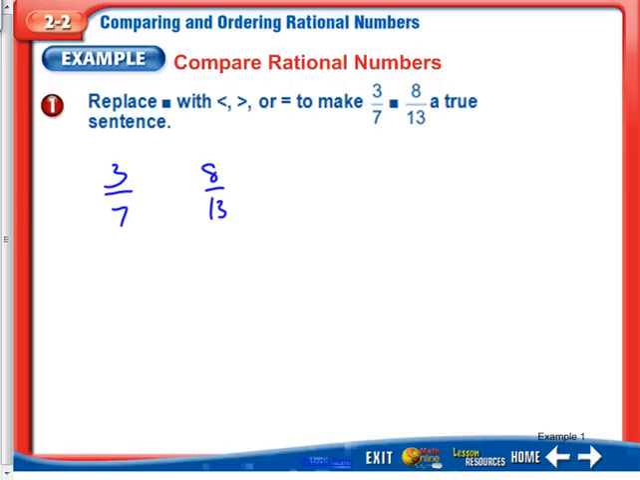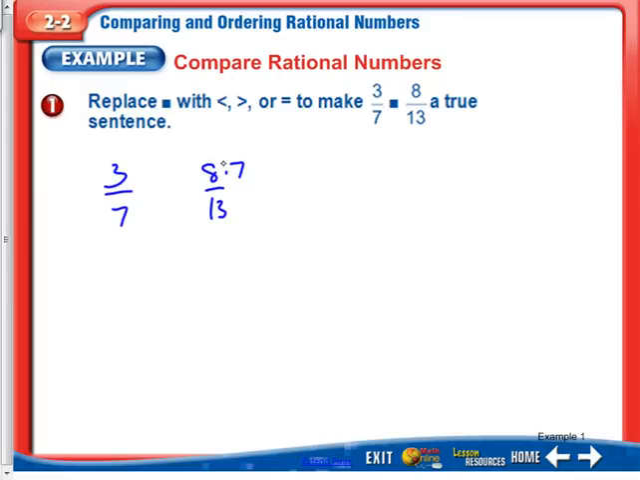Well, in order to be able to compare these two, you would have to have a common denominator. To have a common denominator, the easiest way is just to do 7 times 13 and get yourself a common denominator. But instead of going through all of that work, all we really need to do is take 7 times 8, because whatever you do to the bottom, you have to do the top. Whatever you do to the denominator, you have to do the numerator, okay?